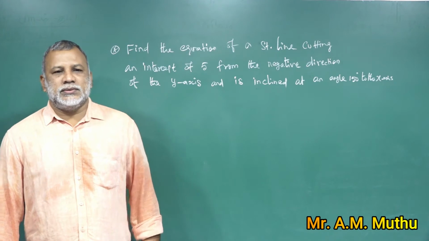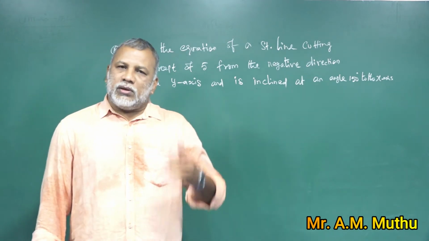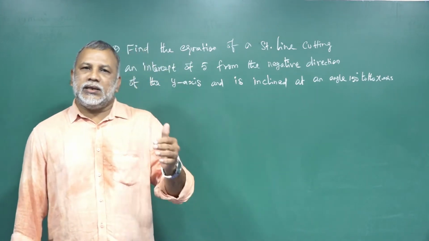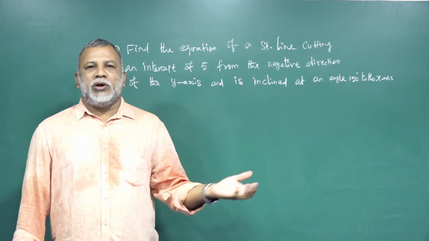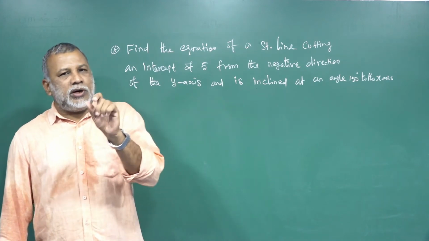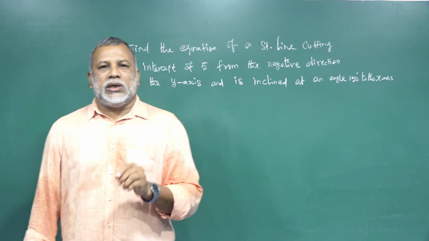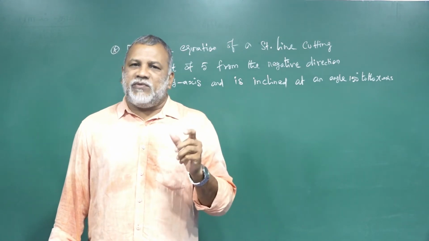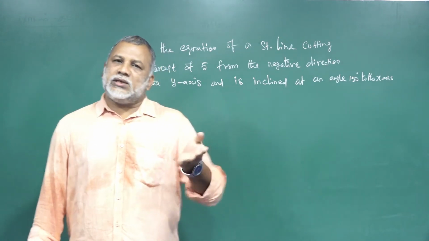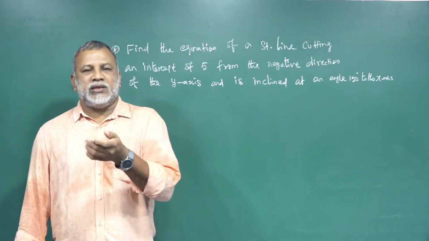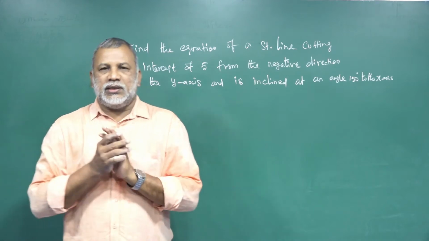Good morning, students. In the previous video, we already discussed the concept of slope and the formula to find the slope of a straight line. With the help of the given angle, we discussed slope m equal to tan theta. In the same way, if two points are given, then slope m equal to y2 minus y1 divided by x2 minus x1. We already discussed the same logic.